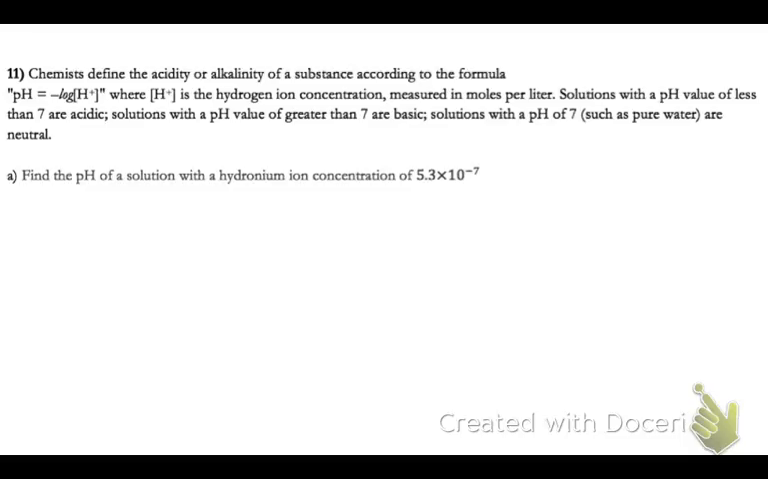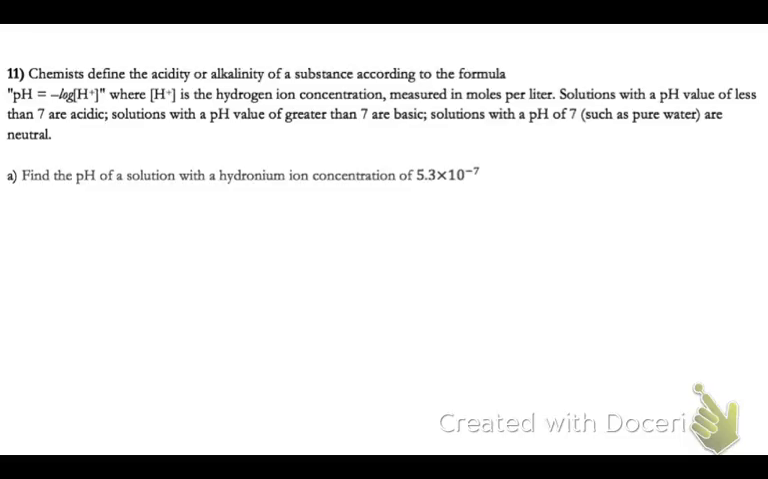A chemist defines the acidity or alkalinity of a substance according to the formula pH equals negative log of H plus, where H plus is the hydrogen ion concentration measured in moles per liter. Solutions with a pH value less than 7 are acidic, solutions with a pH value greater than 7 are basic, and solutions with a pH value of 7, such as pure water, are neutral.